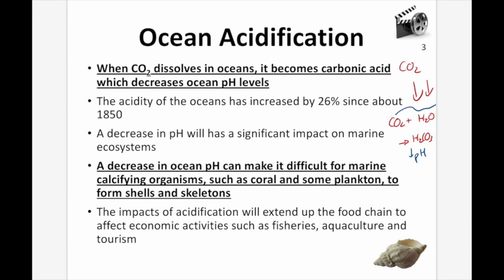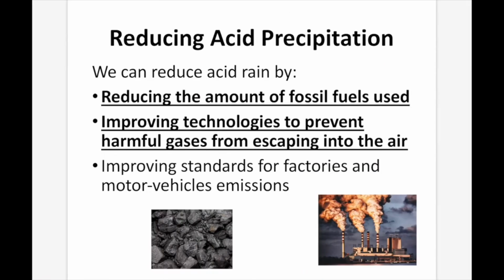The acidity of the oceans has increased by 26% since about 1850. A decrease in pH will also have a significant impact on marine ecosystems. A decrease in ocean pH can make it difficult for marine calcifying organisms, such as coral and some plankton, to form shells and skeletons. If they can't form the shells and skeletons properly, then they're going to be weaker and they're going to die quicker and more easily. If these organisms die, that's going to extend up the food chain to affect economic activities such as fisheries, agriculture, and tourism.